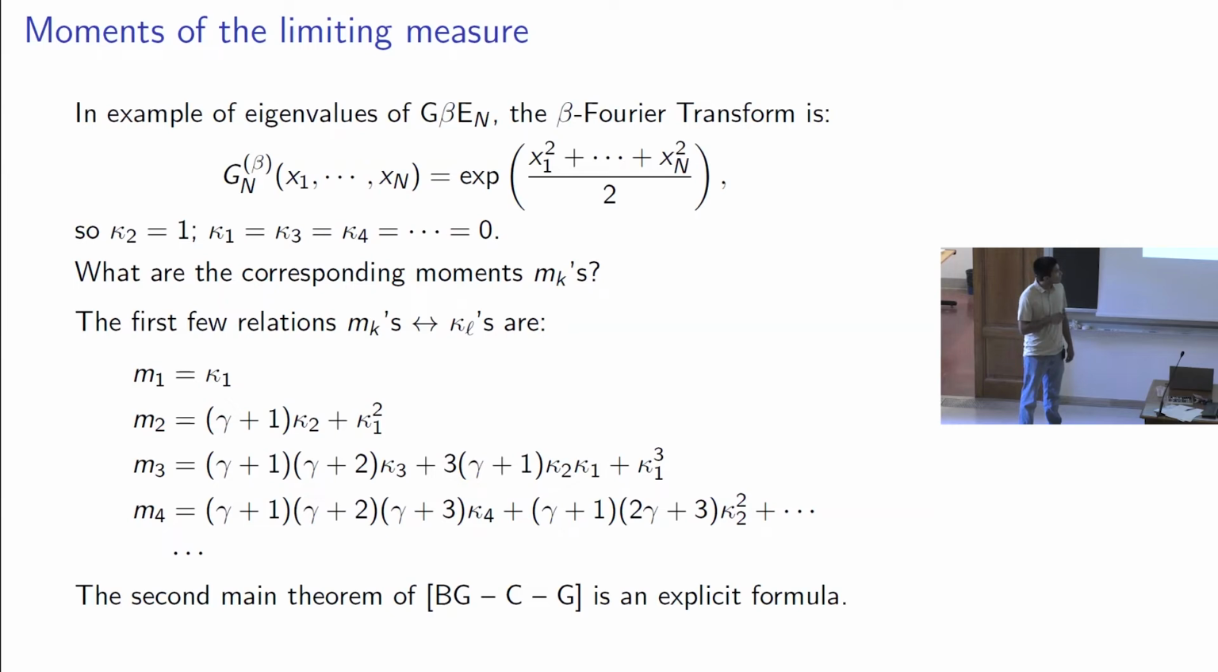M2 is equal to gamma plus 1. M4 is equal to only kappa 2 raised to the power of 2 will give me something because the rest of the terms will be equal to 0, right? So I have gamma plus 1 times 2 gamma plus 3, right? So the second main theorem is a general formula for these things, right? So I have MK is equal to some function of the kappas and gamma, but what is the precise formula? So that's the one formula that I will describe right now.